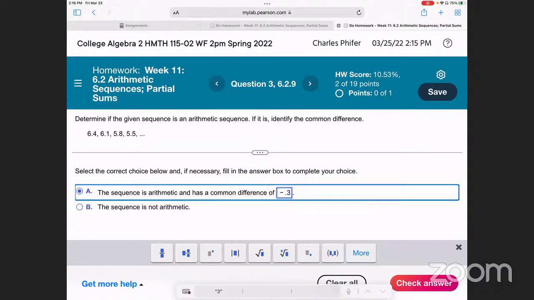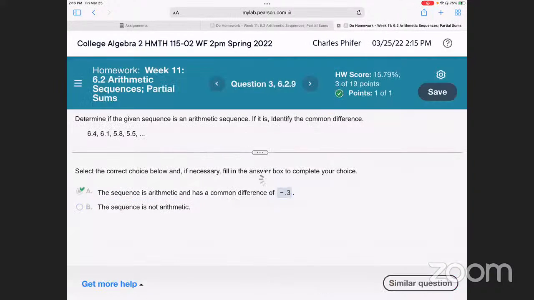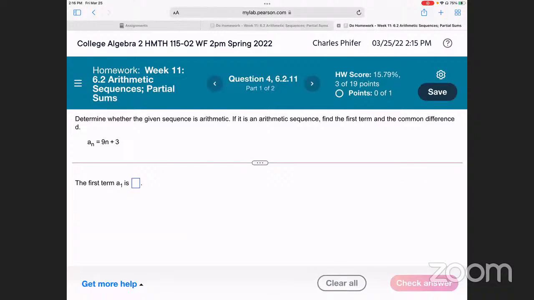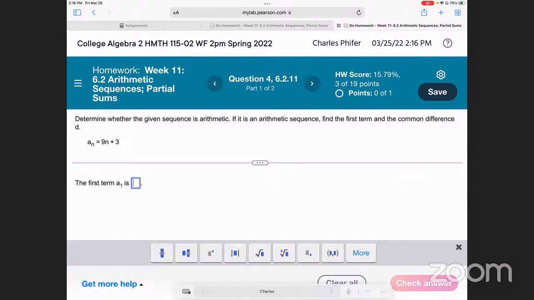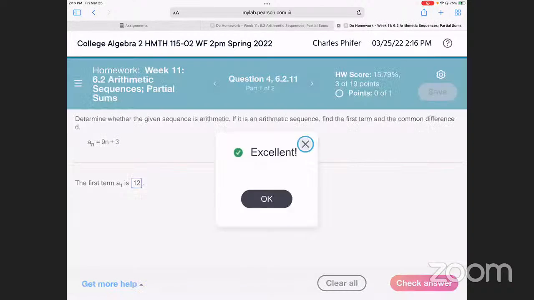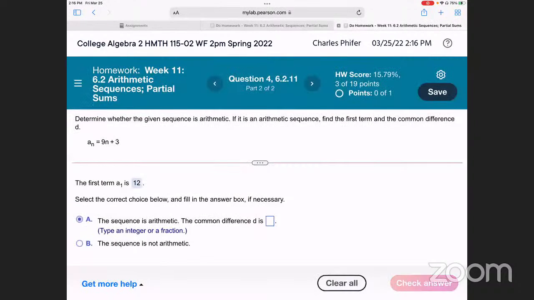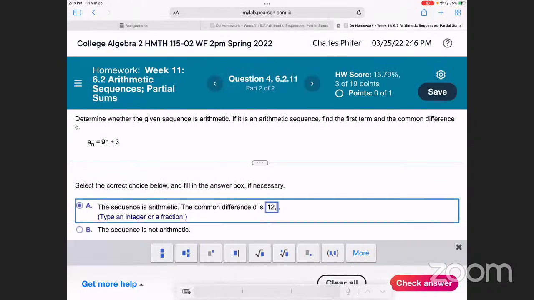Let's list out the first few terms. For instance, when n is 1, the first term is 12. The next one is what? If n is 2, 18 plus 3 is 21. If n is 3, we get 30. Let's do one more. When n is 4, 36, so that gives us 39.